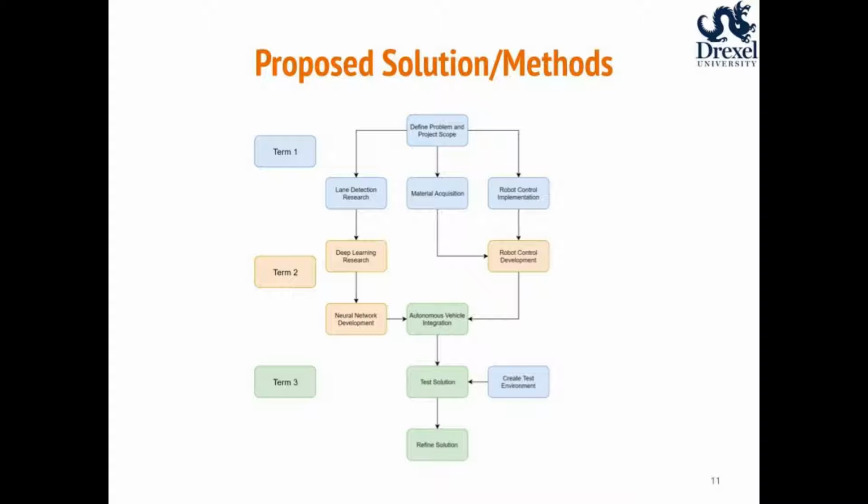In term 2, we hope to go into deep learning research, which involves us figuring out what machine learning algorithm or deep learning methodology we wanted to use to best suit our needs. And the robot control team would begin development of the controls that we need to control the physical robot itself. At term 3, we want to achieve autonomous vehicle integration, which involves integrating everything that we worked on onto the robot to see if it will all work together in tandem, and eventually test the solution and refine it based on the results we get from testing.